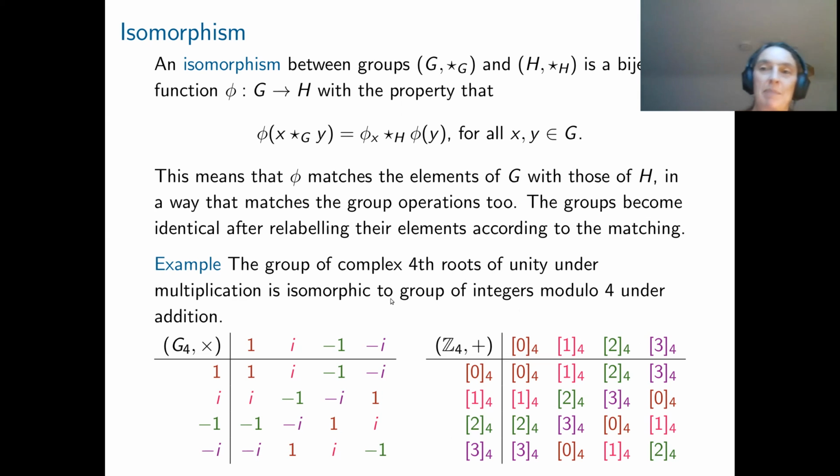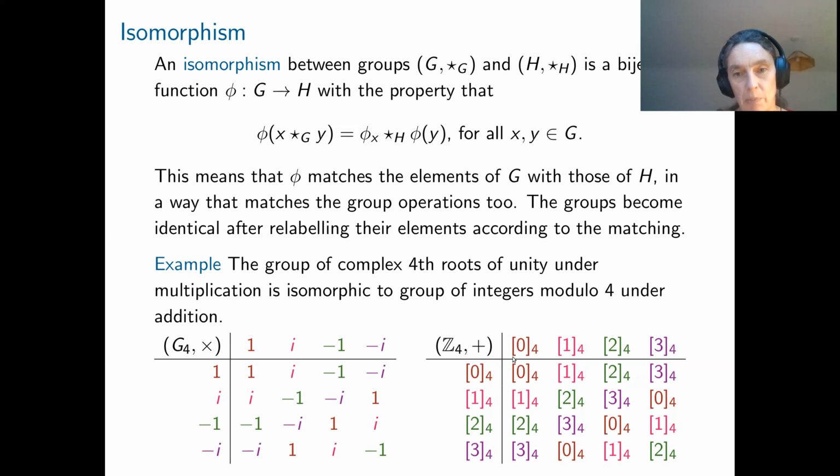So the color scheme is supposed to suggest that the same colors appear in exactly the same positions in both tables. So if you were to compare the identity element here, the 1 of the complex roots of unity, with the 0 mod 4, which is the identity element for integers modulo 4 under addition, then you'd see that the identity element shows up in exactly the same places in both versions of the table.